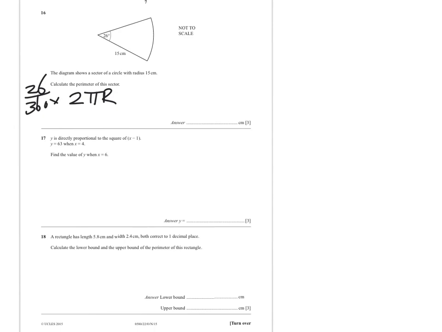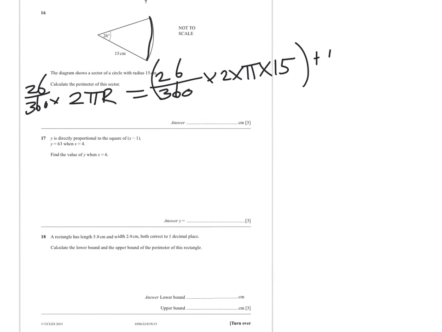For 3 points, we want to write down some workings. By the way, 3 points doesn't mean it's difficult, it just means you've got to write down some workings. 2 times pi times the radius, there we go. So that is going to be the arc length, that's this part. I'm going to say plus 15 because we have 2 times the radius. So always read carefully what they want, the perimeter of the sector.